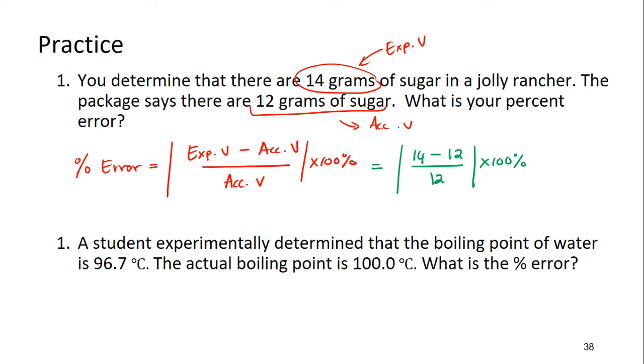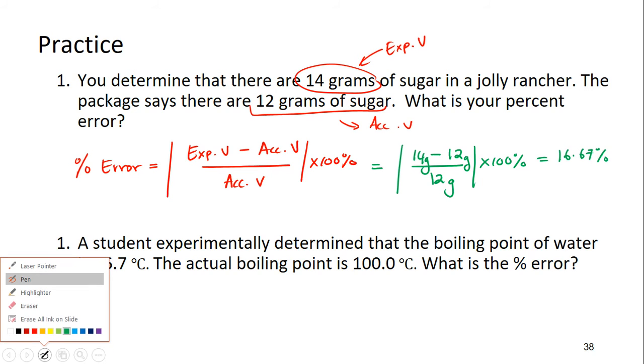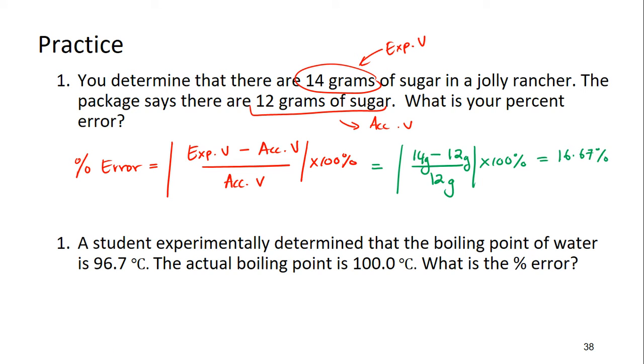You don't really need grams here because we're just calculating a percentage, okay? So you can just literally have no units. Actually, let's put in units. 14 grams minus 12 grams over 12 grams times 100 gives us a 16.67% error. That means we are 16.67% away from 12 grams because our answer is 14 grams. Okay? Yeah, use units. Let's try to be a little bit more scientific and specific.